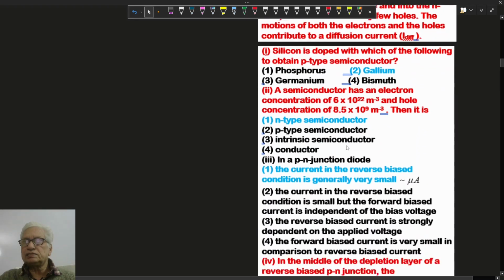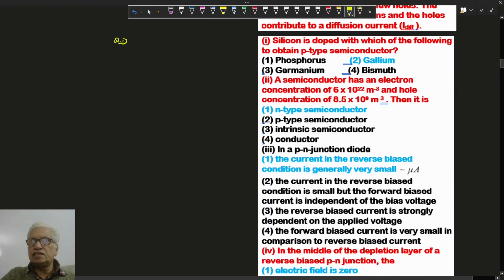Now on the basis of this, question 1: silicon is doped with which type of impurity to get p-type? Germanium is a semiconductor, it cannot be doped. Phosphorus is pentavalent, so it will give you n-type. Only gallium is trivalent and it will make the holes. So it is a p-type semiconductor. Gallium is required as impurity.